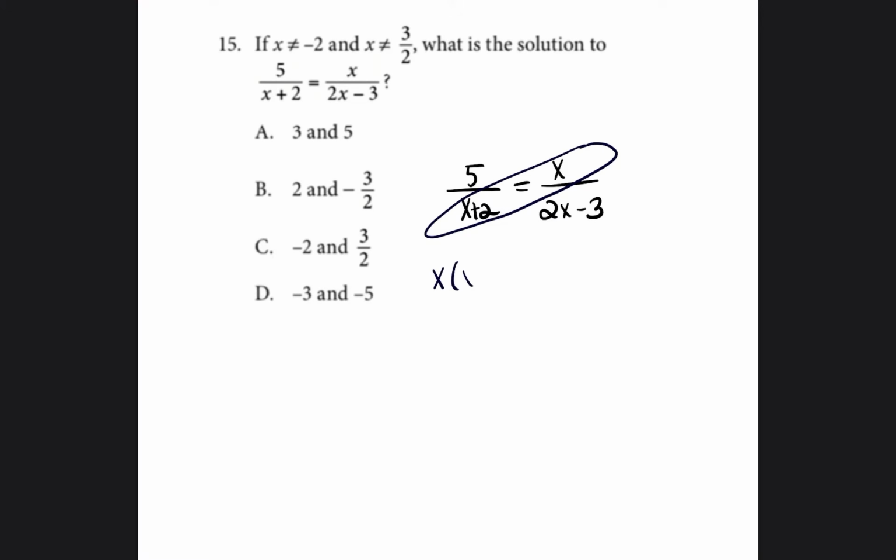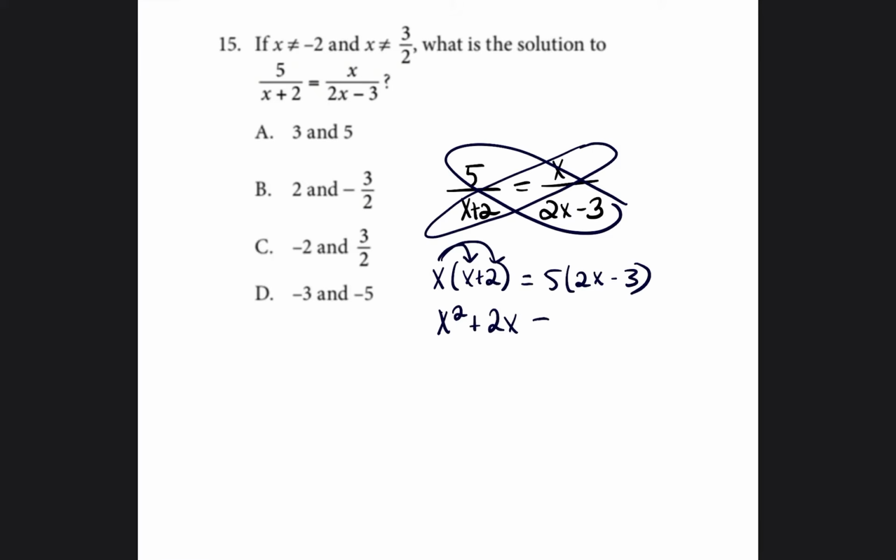We're going to do x times x plus 2. We're going to set that equal to 5 times 2x minus 3. So now we're going to go ahead and distribute. X times x is x squared. X times 2 is 2x. 5 times 2x is 10x, and 5 times -3 is -15.